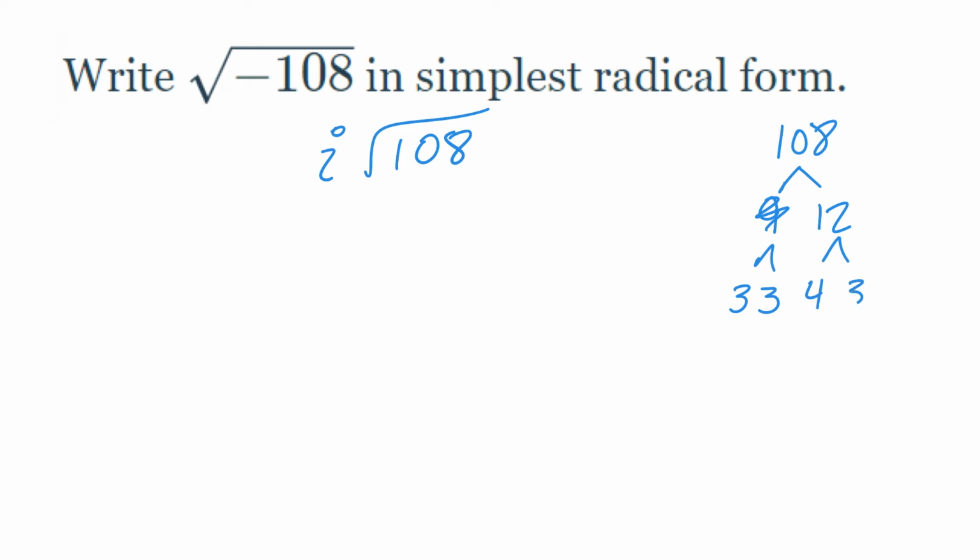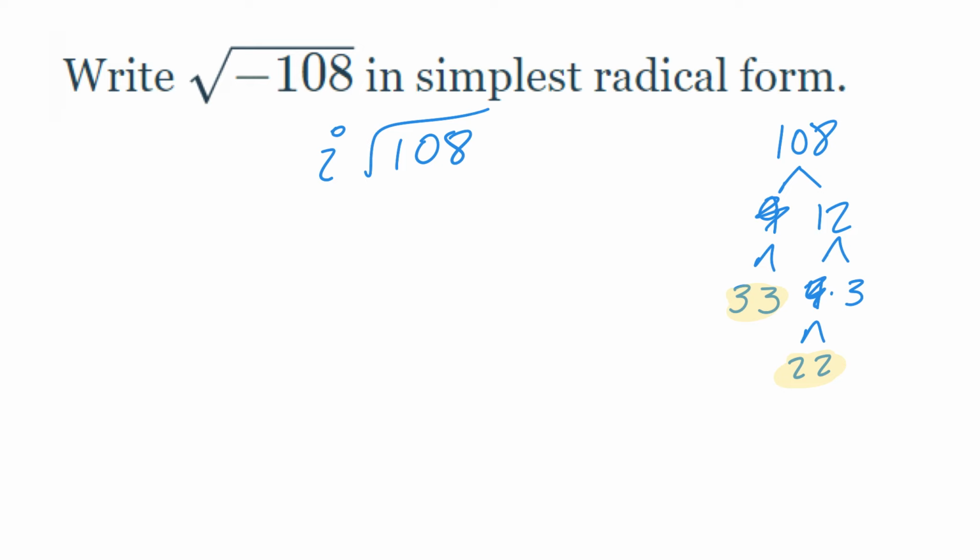12 is 4 times 3. And our 4 is going to break down to 2 times 2. So we go through and we look for everything that pairs out. Well, I have a pair of 3s and I have a pair of 2s. And then I've got a 3 left all by itself.